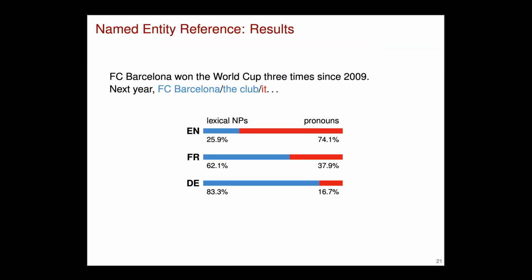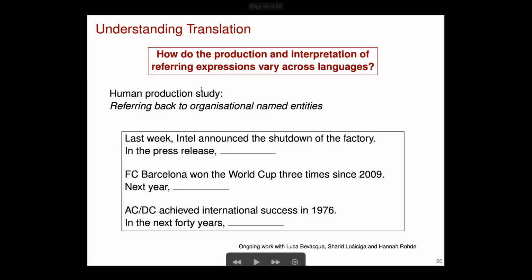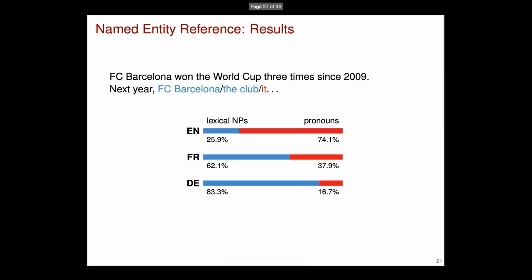And we distinguished four different types of referring expressions: repetitions of the name here, so if they say Intel again, or paraphrastic noun phrases if they say something like the company or something like that, and pronouns, which could be in singular or in plural, so it or they in English.